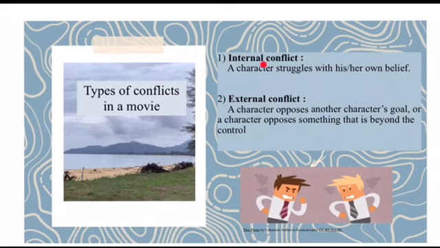The second type of conflict is an external conflict. This happens when a character opposes another character's goal. For example, the characters of Jack and Rose in Titanic, which we discussed in the earlier topic. We know that their relationship is not accepted by the society around them, since both of them came from different life statuses. So this is where external conflict happens between the 2 of them and also the society.